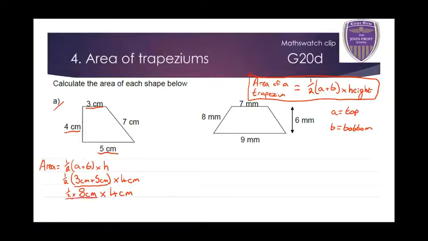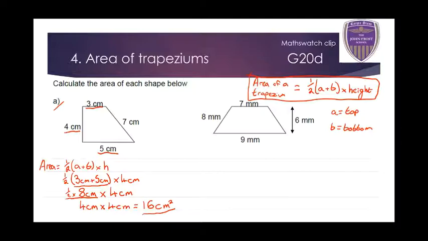So what is a half times 8 centimeters? Or what is half of 8 centimeters? Well, that's just 4 centimeters. And we still need to multiply by this 4 centimeters here. So 4 centimeters times 4 centimeters. So 4 times 4 is 16. And remember, because there's 2 centimeters multiplied by each other, our answer is going to be centimeters squared, and that's because we're dealing with an area. Okay, so this is the answer to the first trapezium question.